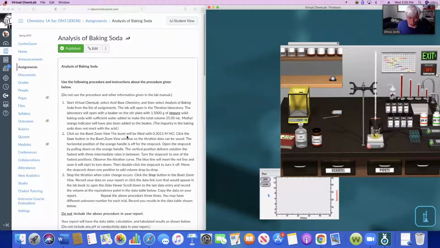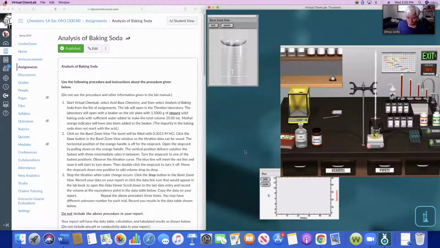Click on the burette zoom view. The burette will be filled with 0.3075 molar acid, right there. Molar is here. The burette is already filled. We don't have to do anything. Click the save button in the burette zoom window. Okay.